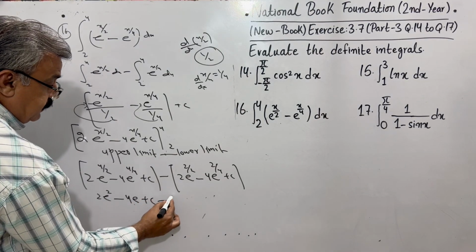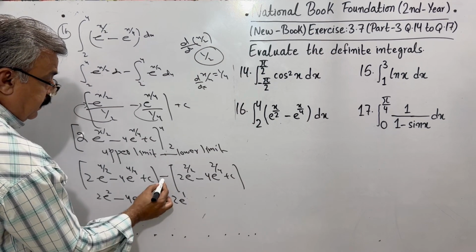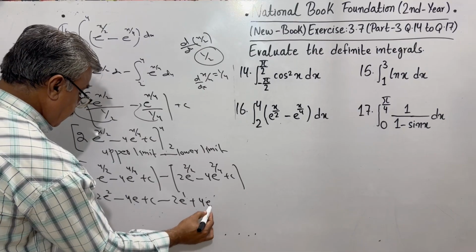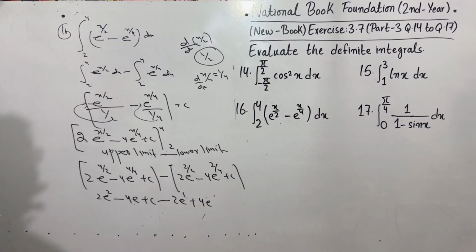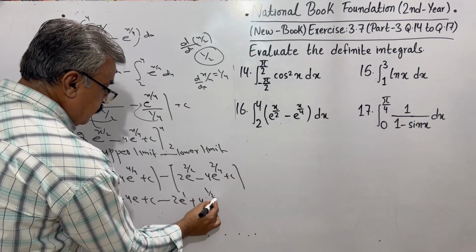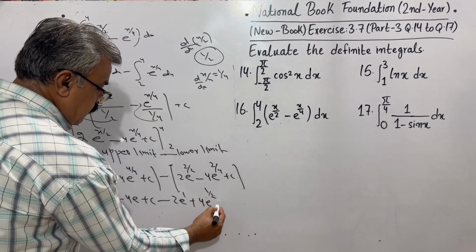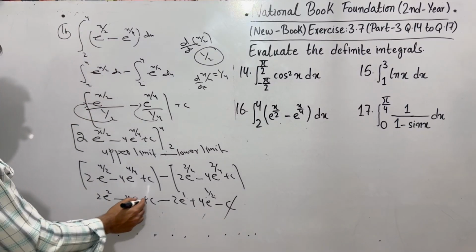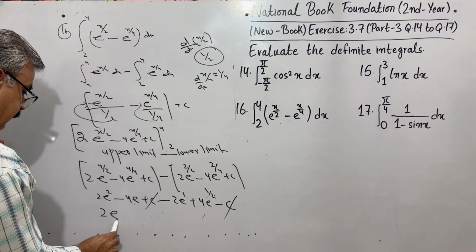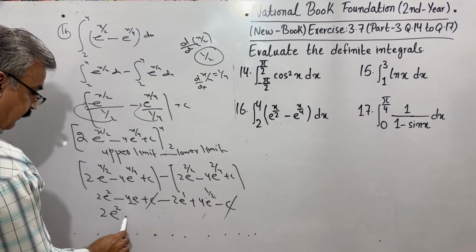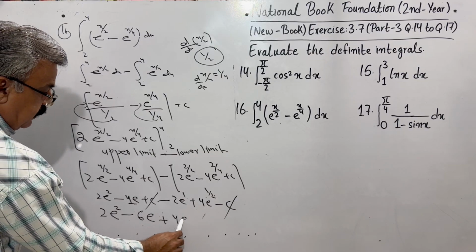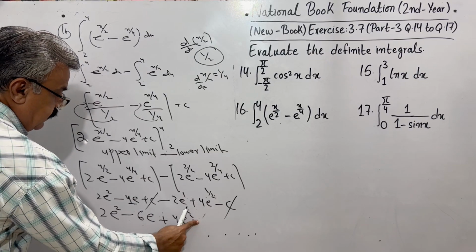It will become minus 2e, since 2 divided by 2 is 1, and plus 4 e raised 1 over 2. What's our lower limit in that case? e raised 1 over 2, 2 over 4, 1 over 2, minus c. C cancels out. What are we left with? Only 2 e squared minus 4e minus 2e. It will become minus 6e. This term will remain the same, 4 e raised 1 over 2. That's our answer.